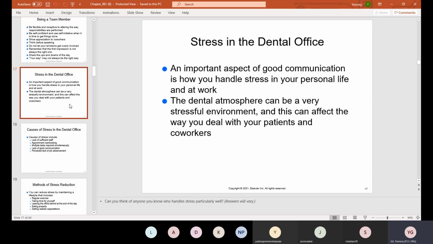So, stress in the dental office. An important aspect of good communication is how you handle stress in your personal life and at work. The dental atmosphere can be a very stressful environment, and this can affect the way you deal with your patients and co-workers. And that is correct. Sometimes you will work in a stressful environment, but that does not mean that you need to change the way that you treat patients or the way that you talk to patients or even treat and speak to your colleagues.